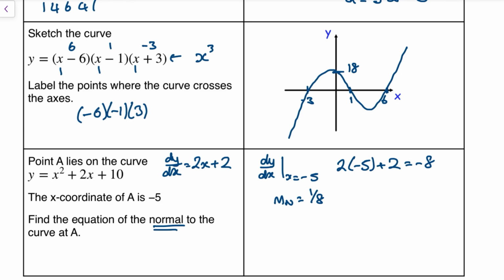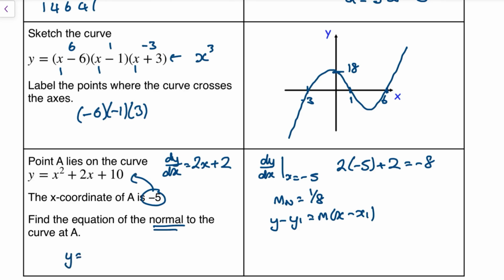Now, 2 methods here. You can either do y minus y1 equals m(x minus x1), or you can just do the mx plus c and find c. I tend to think at this stage that doing y minus y1 equals m(x minus x1) is a little bit easier, because the question doesn't tell you what format to put the answer in. So I'm going to do this. So let's use the point. Now actually I've just realised I can't do this yet, can I? Because I need the y value. So I also need to put the x value into here to find the y value.